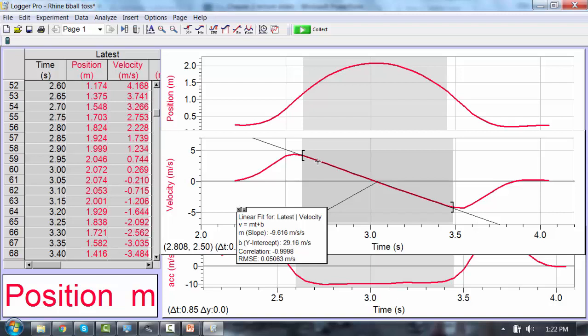And you'll notice that on my line of best fit, there's my slope. It's negative 9.616 meters per second squared. And of course, the actual value I was expecting to see was 9.80 meters per second squared. So we're pretty much in the right ballpark there for this experimental data. It's just very close to our negative 9.80.